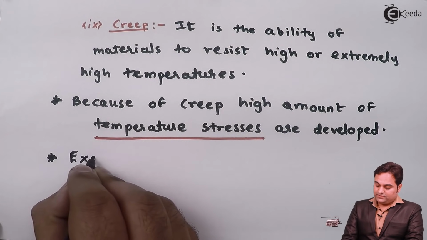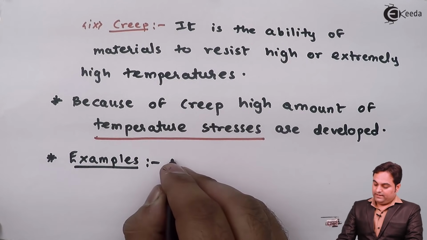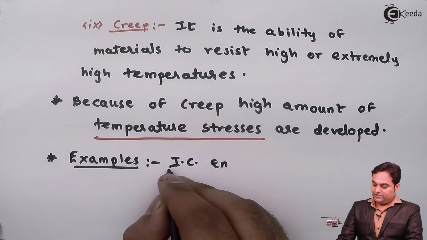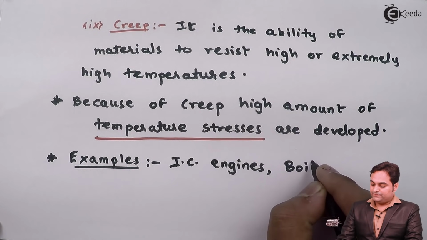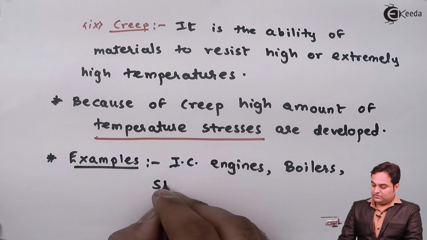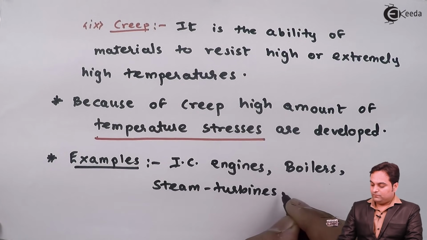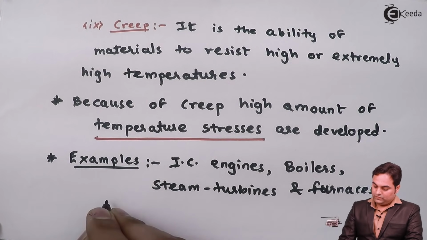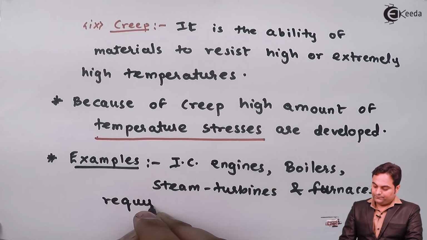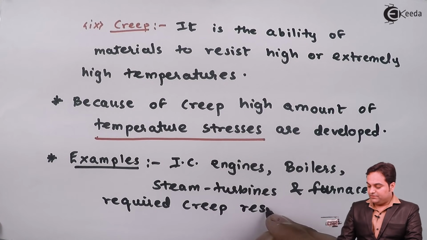I'll write down examples where we require creep resistant materials, like IC engines, that is internal combustion engines, next boilers, steam turbines, and furnaces require creep resistant materials.